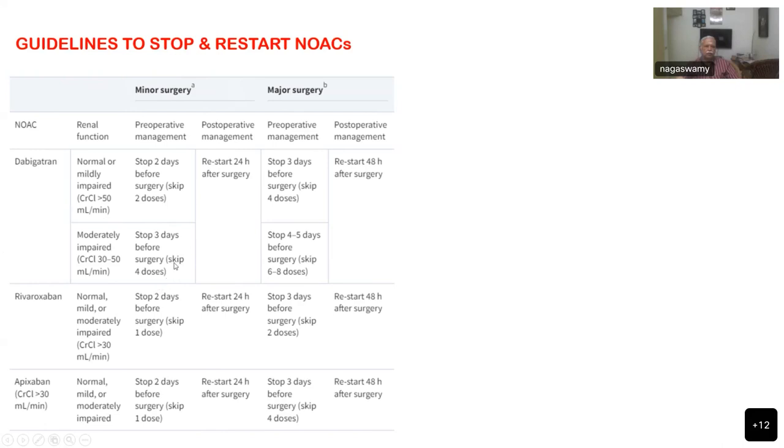But most of them will be stopped at least 24 to 48 hours before, and you can restart after 24 hours. After minor surgery, most of the time you can restart them after 24 hours, whereas stopping before surgery will be 2 days or 3 days. This is a common guideline. For major surgery, restarting will be only after 48 hours, and stopping will be 3 days or even 4 days before. So that is the general guideline that you can remember and mention.